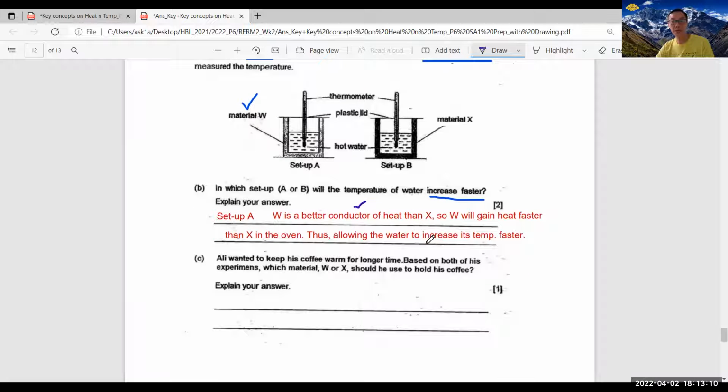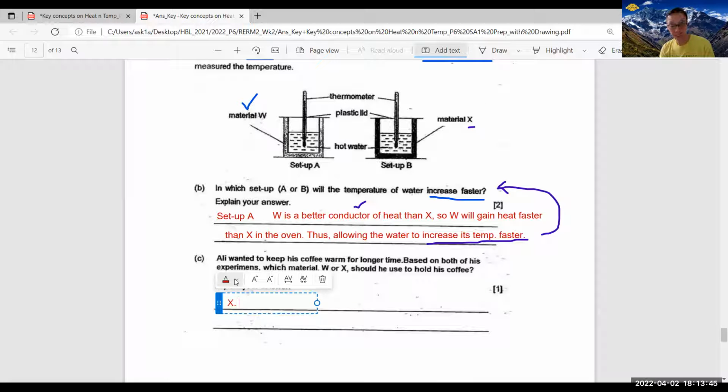Okay, because you see every time when they ask you this thing, the temperature of water, you must answer back this one. You must answer here, this question. So Ali wants to keep the coffee warm. Okay, you see this question, as I told you. Want to keep the coffee warm for a longer period of time. Which material should you use to hold his coffee? So now I don't want the coffee to lose heat. That means I must use what? Material X. So material X.